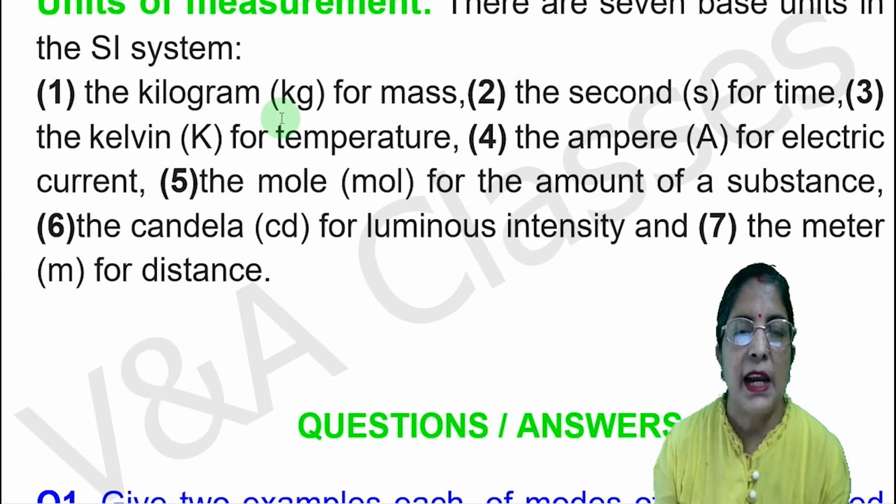First, the kilogram, kg, for mass. Second, the second, s, for time. Third, the kelvin, K, for temperature. Fourth, the ampere, A, for electric current. Fifth, the mole for the amount of a substance. Sixth, the candela, cd, for luminous intensity, and seventh, the meter, m, for distance.